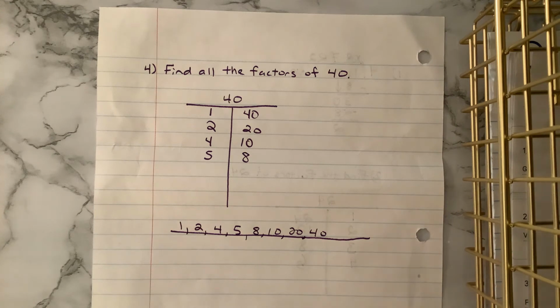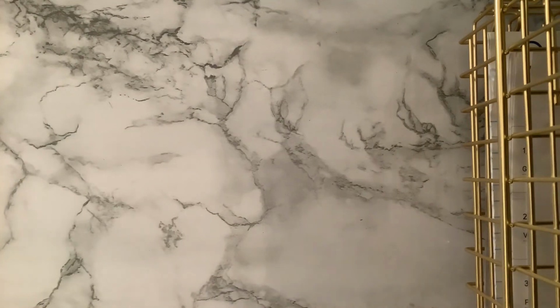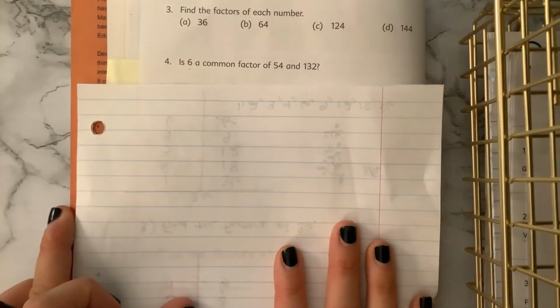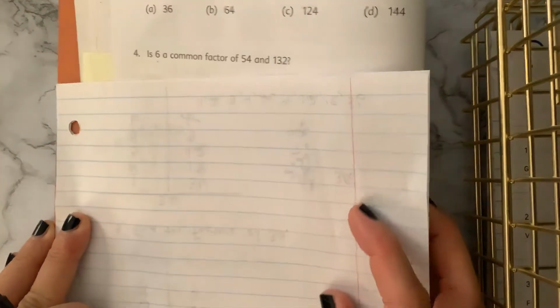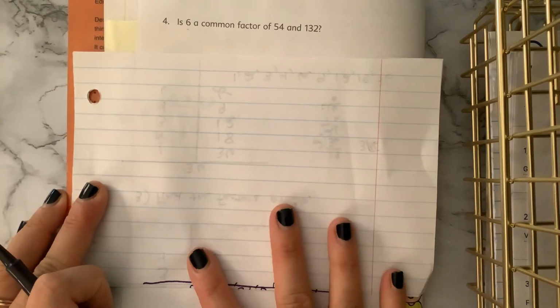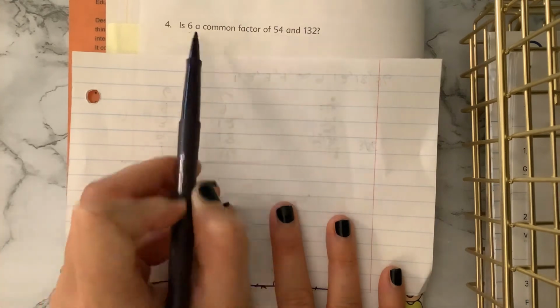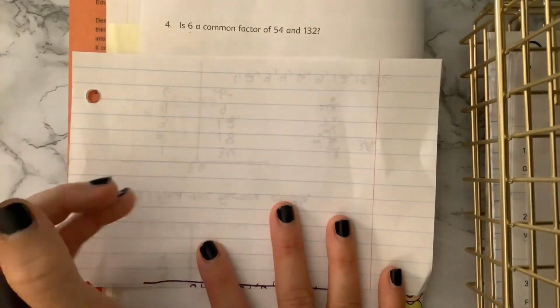Okay, we're going to take a look at one more problem. This one is from our textbooks. And we're being asked, is 6 a common factor of 54 and 132? Another way of thinking about this would be saying, can you divide both of these numbers by 6 evenly? Common means they share it.